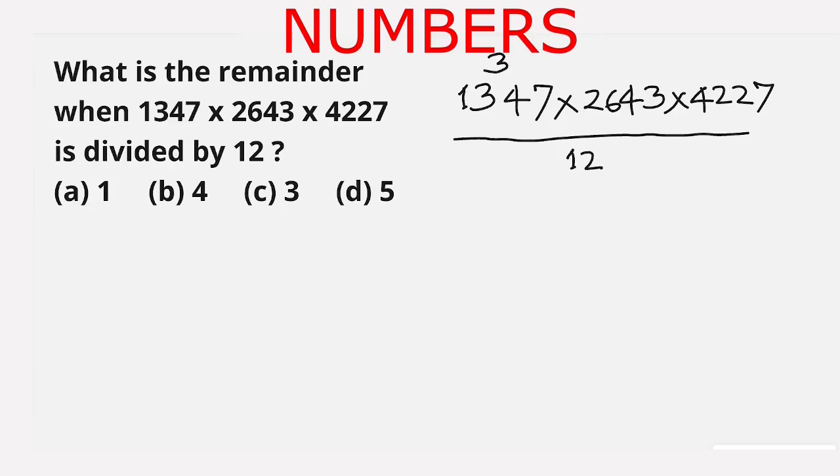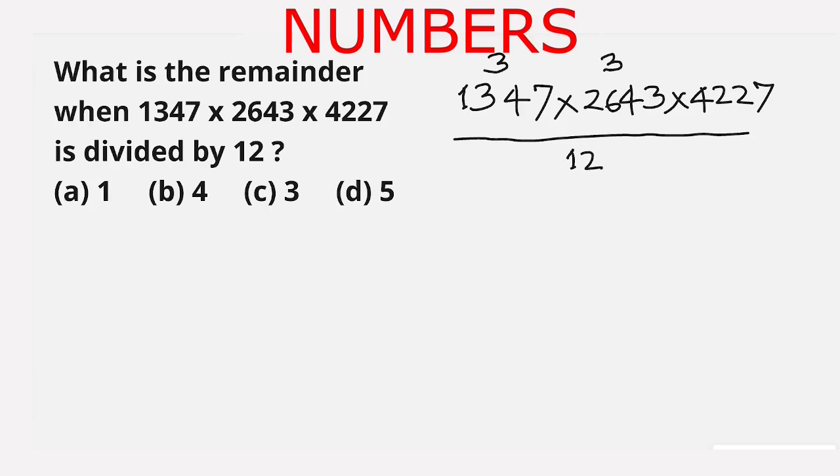Similarly, 2643 we divide it by 12. 12 times 2 is 24. 26 minus 24 is 2. We carry 4, so it is 24. 12 times 2 is 24. And 24 minus 24 is 0. We carry 3. And 3 is not divisible by 12, so the remainder is 3. Again here the remainder will be 3.